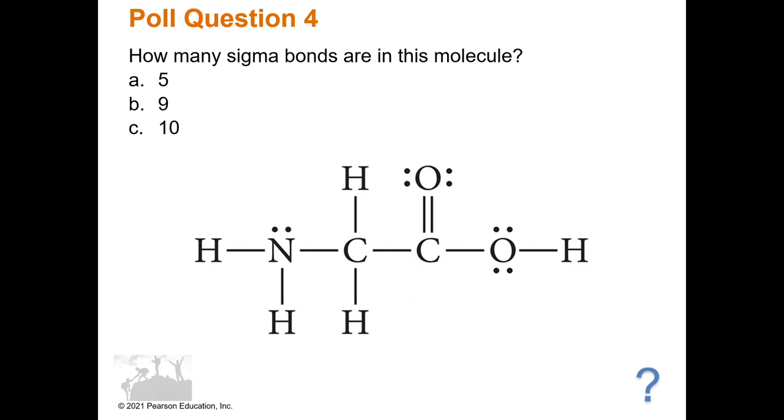Let's take a look at this molecule. How many sigma bonds are there in this molecule? So pause the video, make sure you count carefully. When you're ready for the answer, click play. Okay, so the answer is 9. So we have 1, 2, 3, 4, 5, 6, 7, 8, 9 sigma bonds.